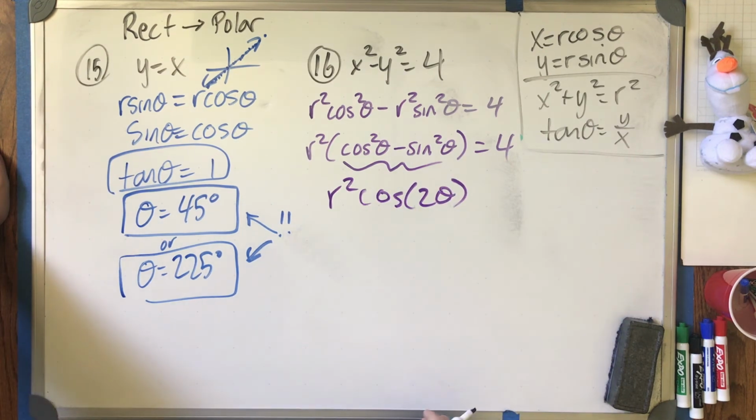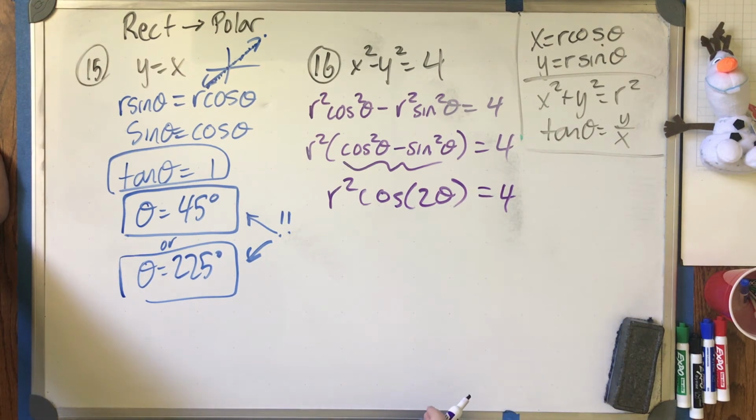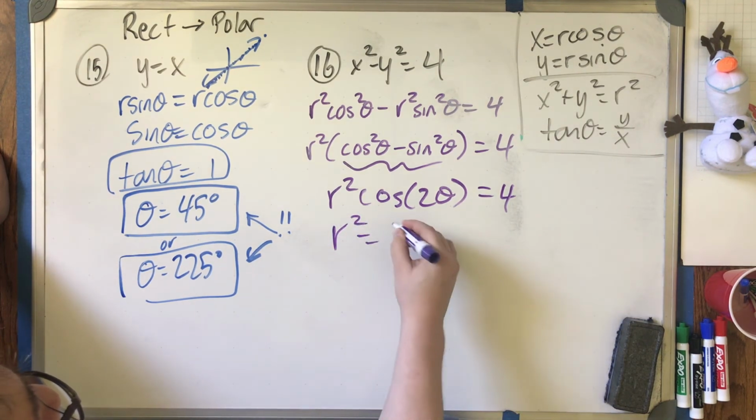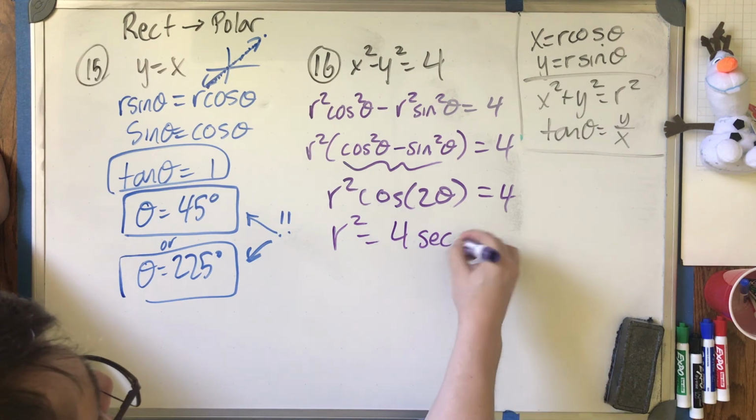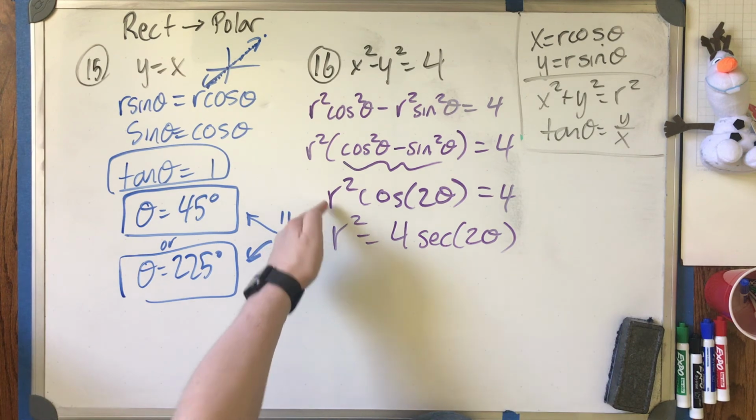So we can do r squared cosine 2 theta equals 4. And we would probably leave it this way. There's really no reason for us to move it over. I suppose if you really wanted to, we could rewrite it as this. But we're not really going to be able to reduce it any further than that. So we're just going to leave it that way. Either one of these ones.